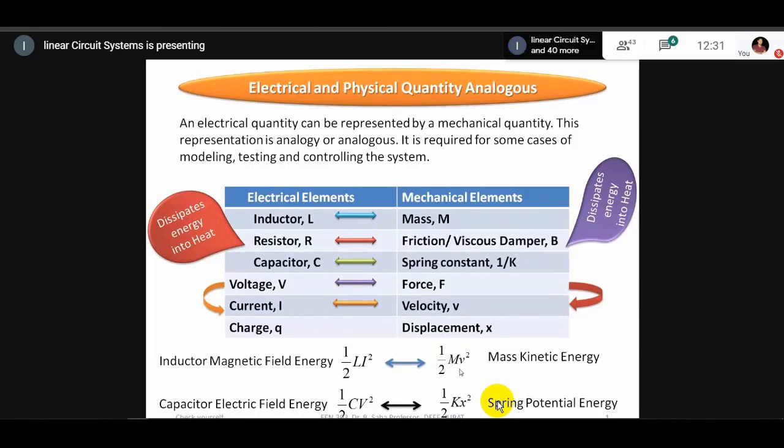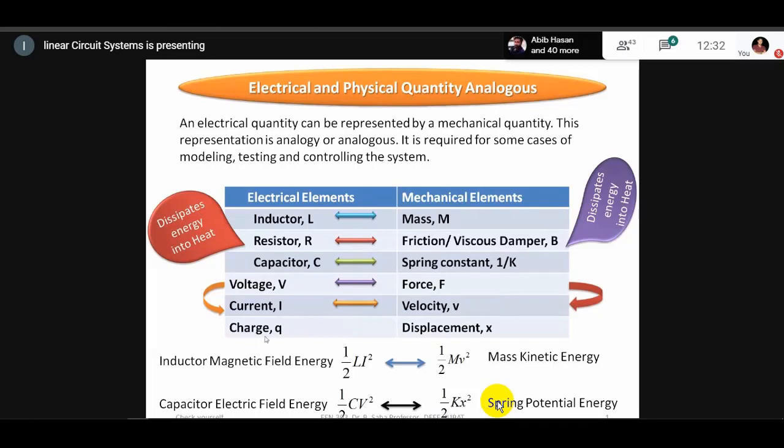So they have a good equivalent form. Similarly, for a capacitor, the electric field energy is half C V square. And for a spring, the potential energy is half k x square. Don't be confused with C and K. C is equal to 1 by K. C is equal to 1 by K. But in potential energy, it is half k x square.